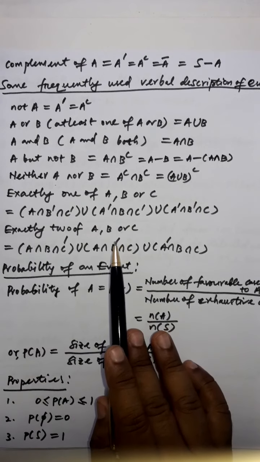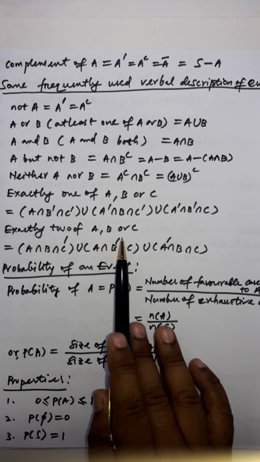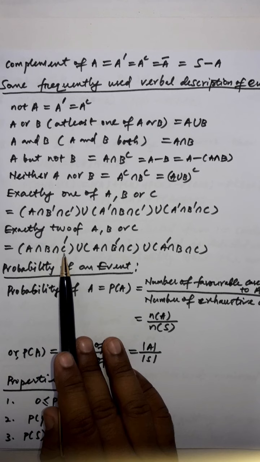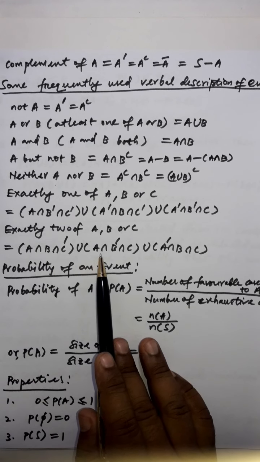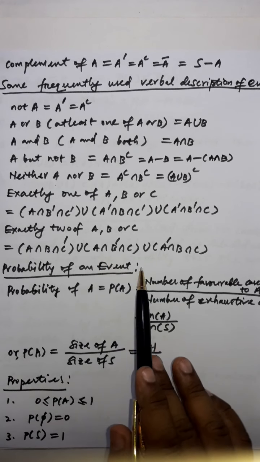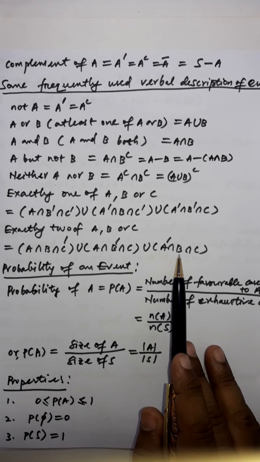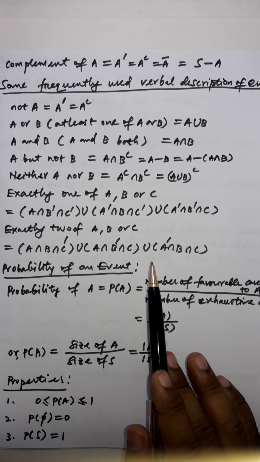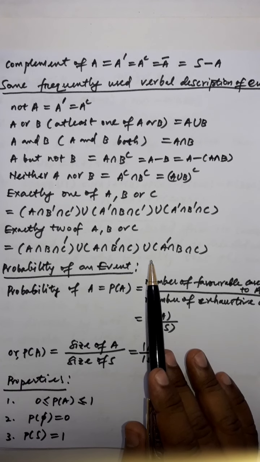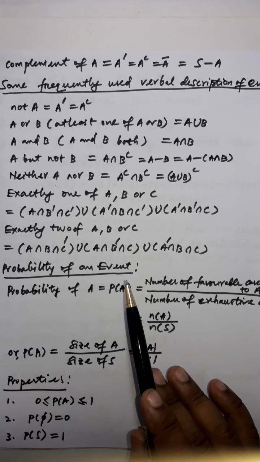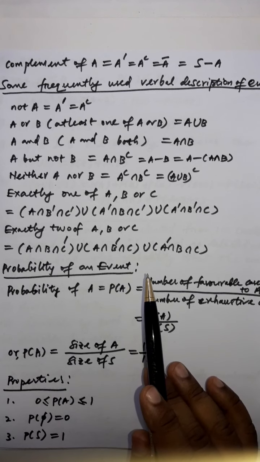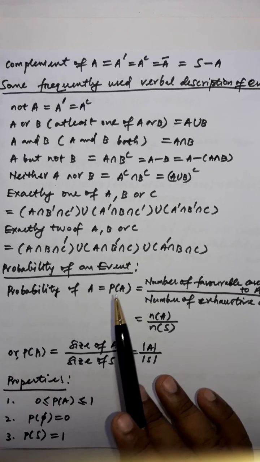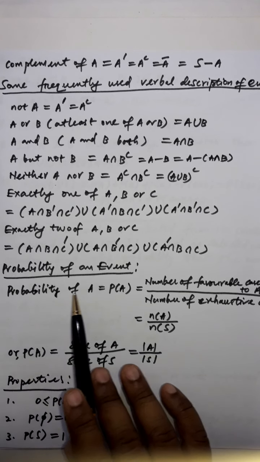So exactly two of A, B or C is represented as A intersection B intersection C complement union A intersection B complement intersection C union A complement intersection B intersection C. So friends, like this we can do more experiments on the verbal description of events, and we can represent the events symbolically for our simplification or calculations.